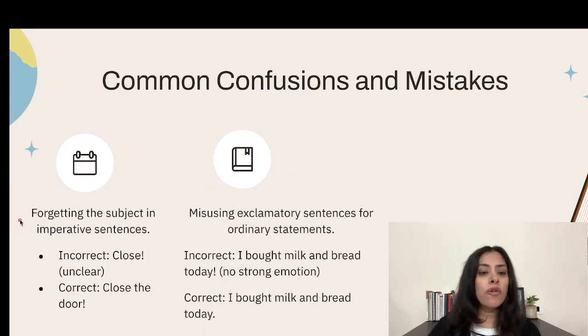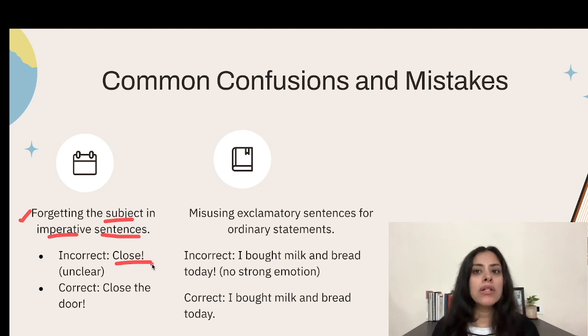Another one is forgetting the subject in imperative sentences. Now, this is not a common mistake, but be careful about it. For example, "Close." Imperative sentences are the ones where you give an order. So, again, your meaning should be clear. Even if your intent is to get some work done by someone, you need to tell them what exactly you need to get done. So, here the correct one would be "Close the door." So you have to add the complete information so that the receiver also understands what he or she has to do.